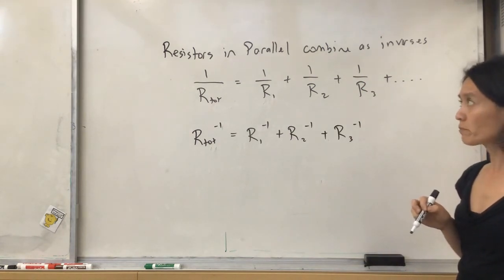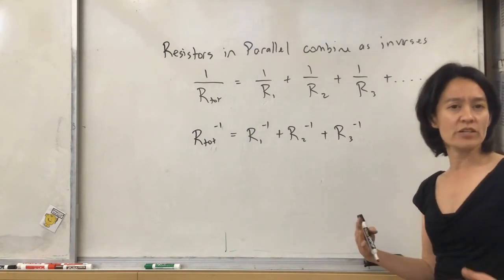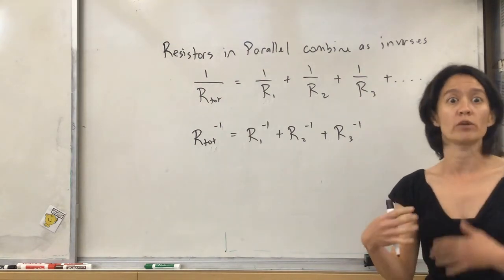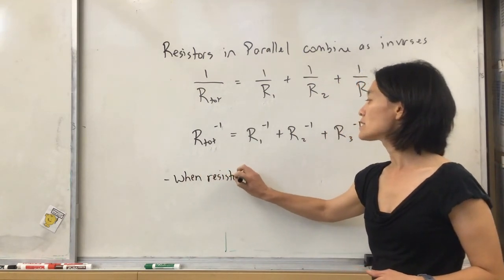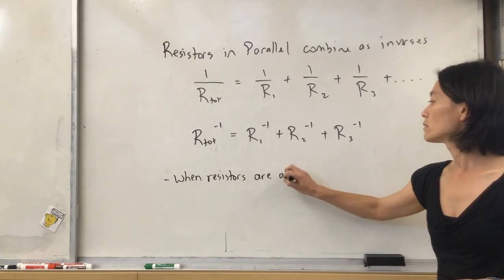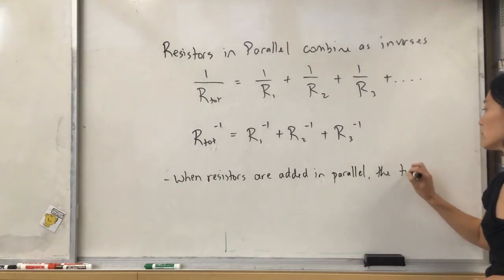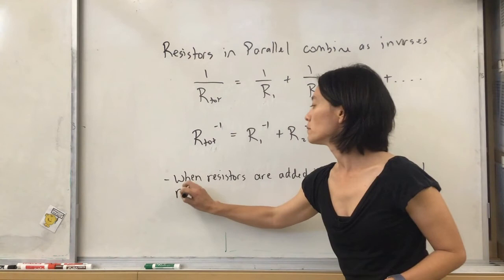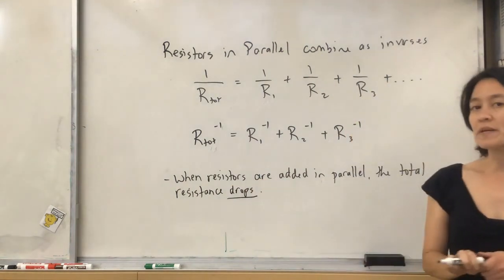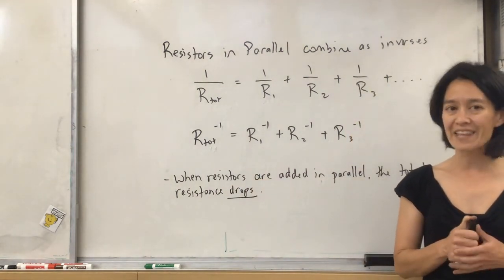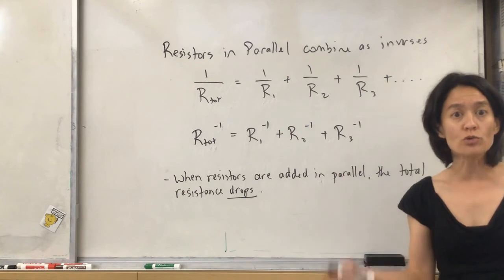And something to note is that when we had resistors in series, the more resistors I had in series, the more resistance I had. My resistance just kept getting bigger and bigger and bigger. But when resistors are added in parallel, the total resistance drops. And it's because you're providing more paths. And if you provide more paths, you provide more opportunities for charges to leave the power supply. And so you're reducing the resistance.